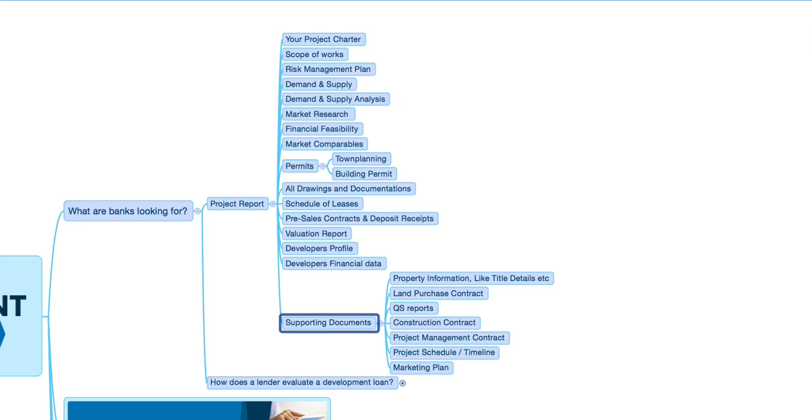If you have a construction contract in place with the builder, or a project management contract in place with somebody, and you're doing this for the first time and you don't have the credibility or an established developer profile, what you can do is this: if you have a construction contract with a builder and the builder is strong, you can leverage off the builder's profile and add that to your project report, so that the banker knows that although you're doing it for the first time, there's a very strong builder with a history of similar projects. That adds a lot of credibility to your report.